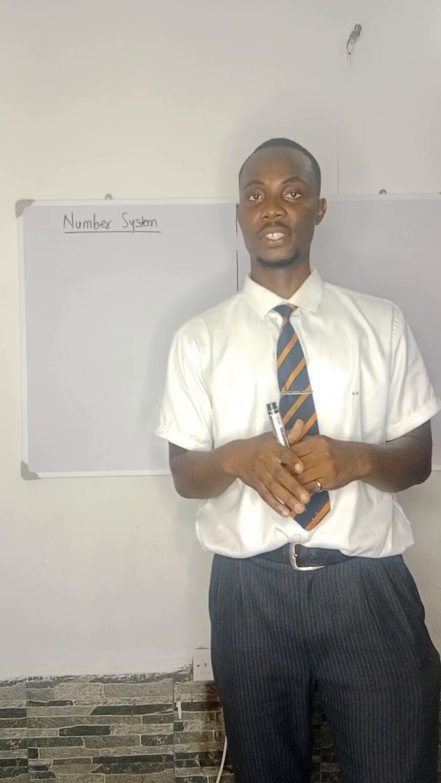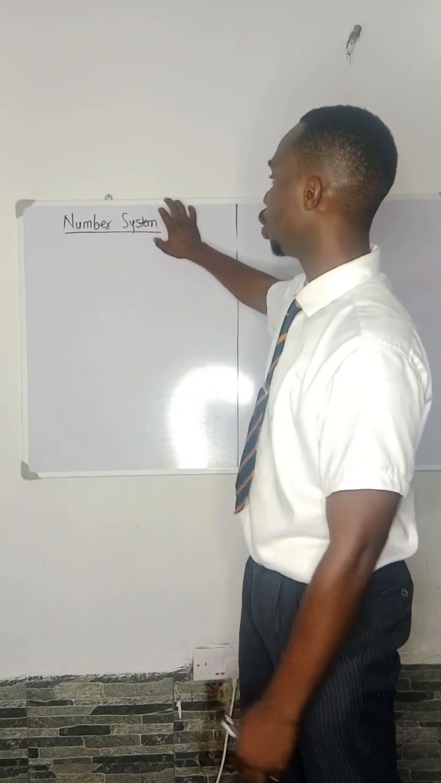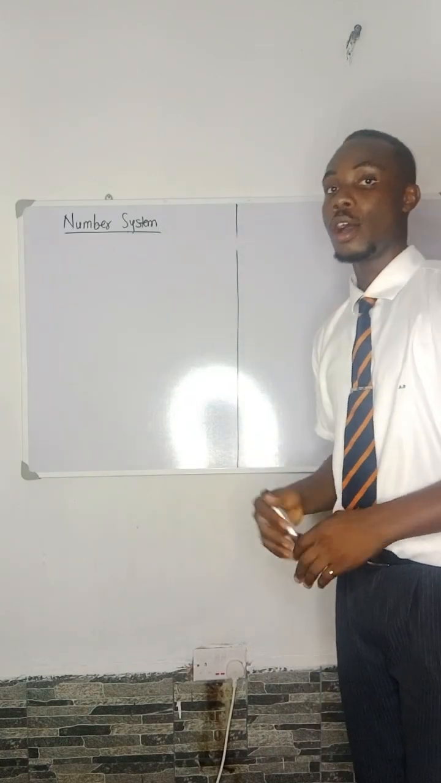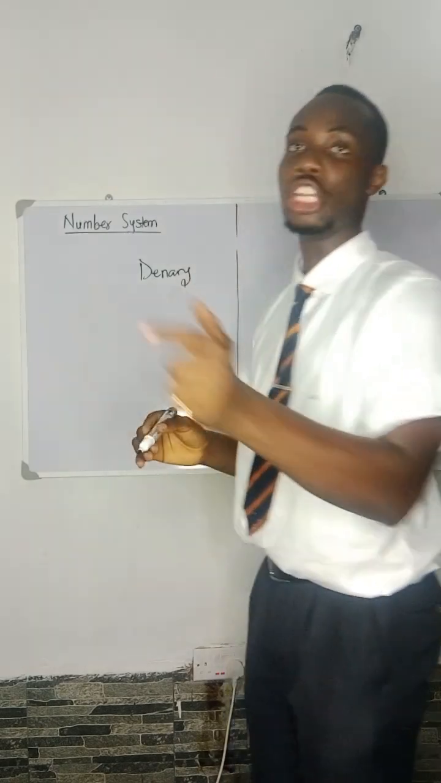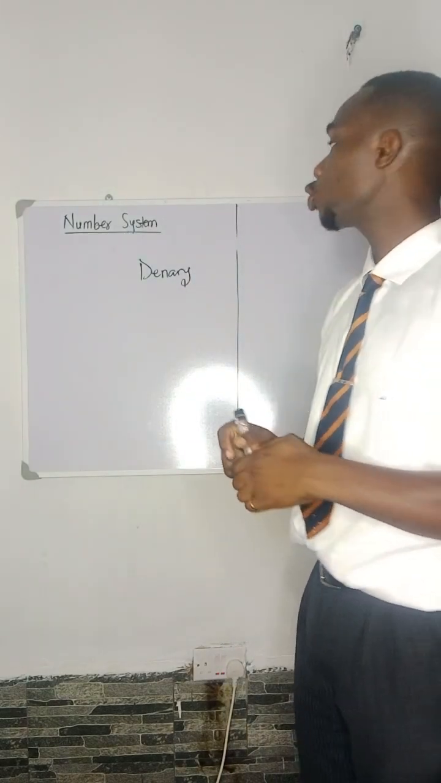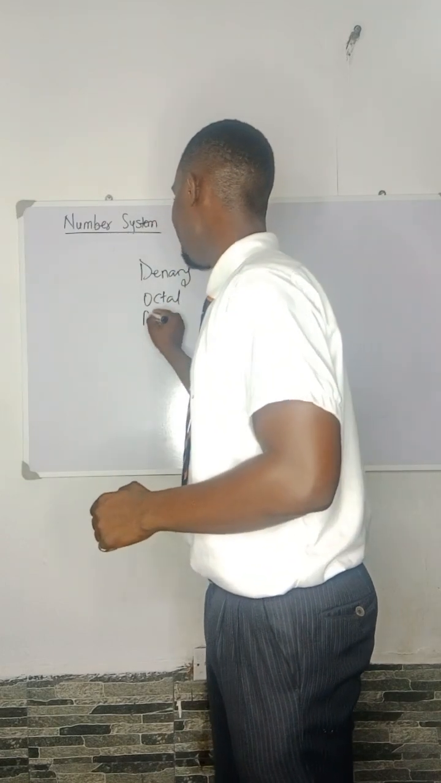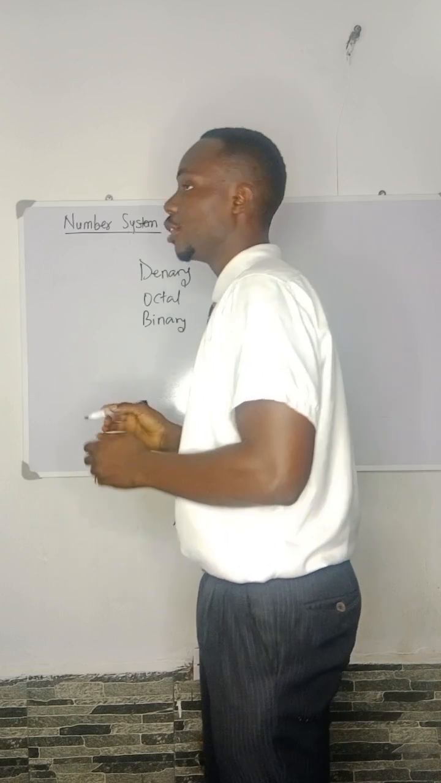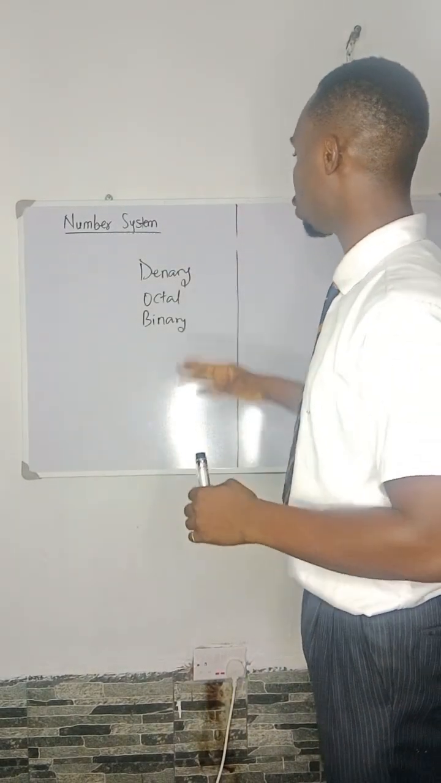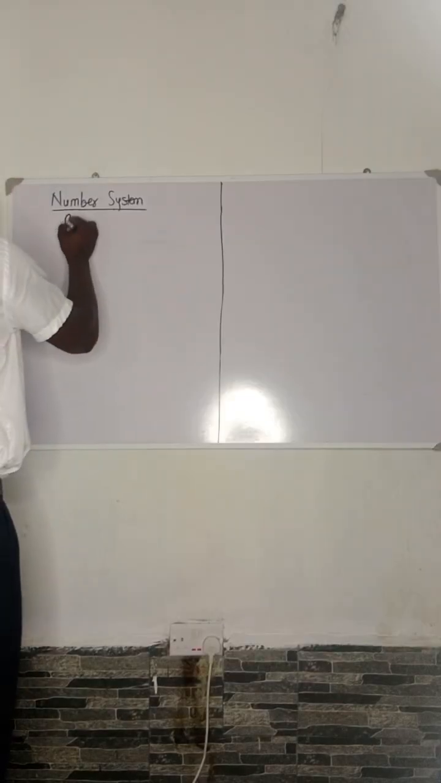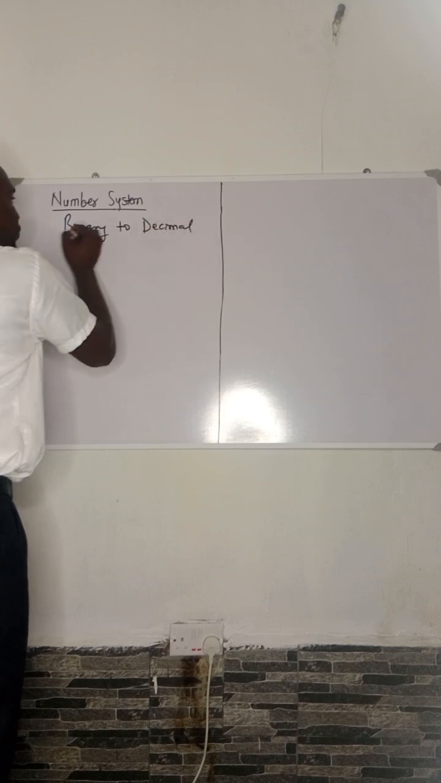The same thing with numbers. There is a way they measure numbers, and the way they measure numbers is called the number system. Most of you know the denary number system, which is the number system in base 10. We also have the octal number system and the binary number system. I think these are the three main number systems that people are acquainted with. So today we'll be talking about converting from binary to the decimal or denary number system.